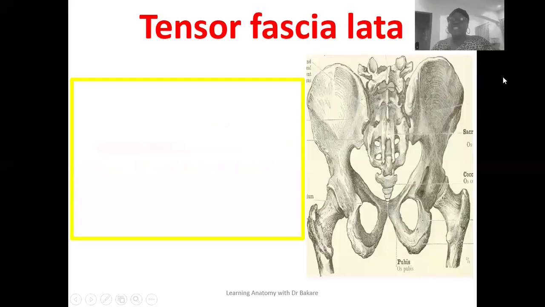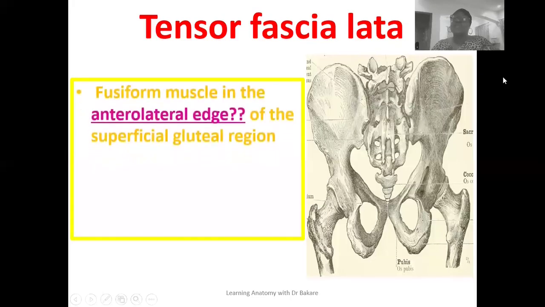The tensor fascia lata is a fusiform-shaped muscle that is located in the anterolateral edge of the gluteal region, and we would be seeing why it is located there when we get to the origin of the tensor fascia lata. So using this image by the side, this is where we have the tensor fascia lata, and you see that it is positioned on the anterolateral edge of the gluteal region.